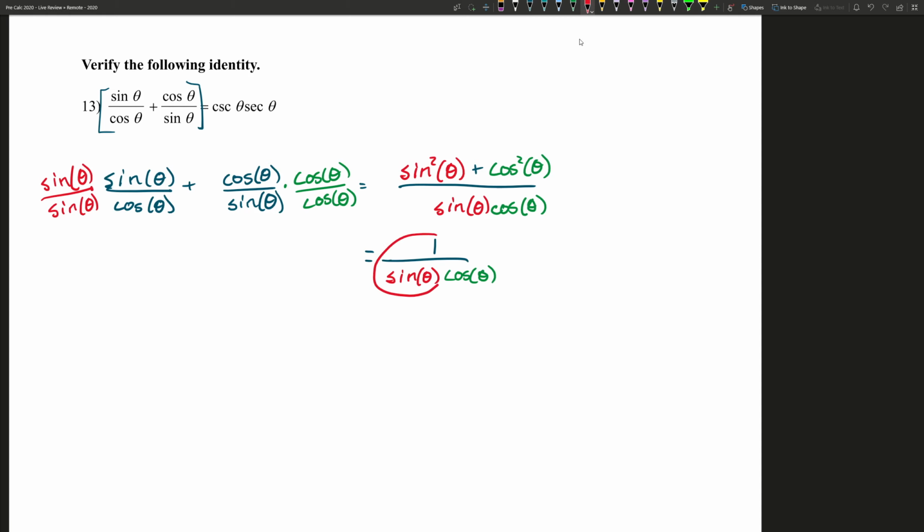One over sine is just cosecant. One over cosine is secant. Right, so then we get what we wanted, right? Cosecant times secant. So then that's our proof.